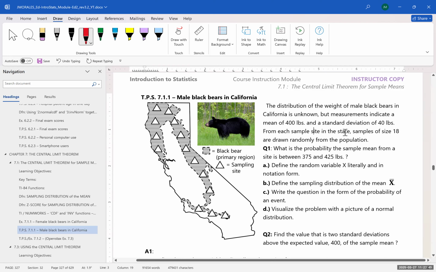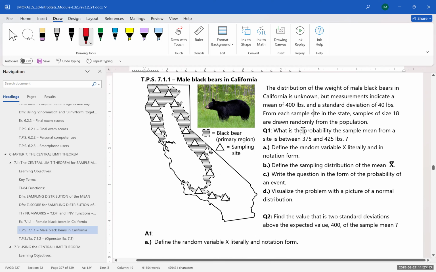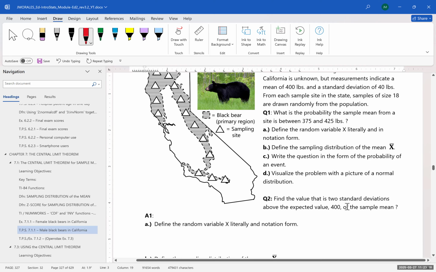From each sample site in the state, samples of size 18 are drawn randomly from the population. Question 1, what is the probability the sample mean from a sampling site is between 375 and 425 pounds? So we're going to answer this question by answering all the intermediate parts that are designed to help you understand the concept that I'm teaching here in 7.1. And then question 2, find the value that is 2 standard deviations above the expected value, 400, of the sample mean.